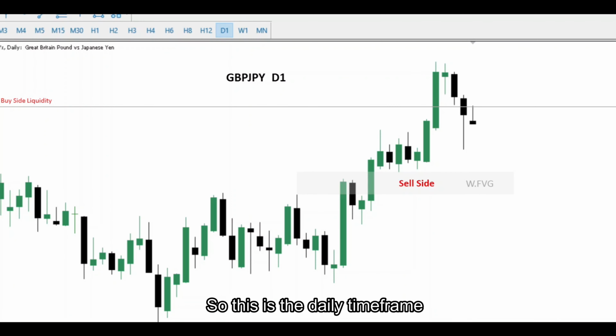So this is the daily time frame. We had a rejection from this order block on the previous day. So this time frame is overall bullish until we violate this order block. When that happens, I'll look for bearish order blocks.